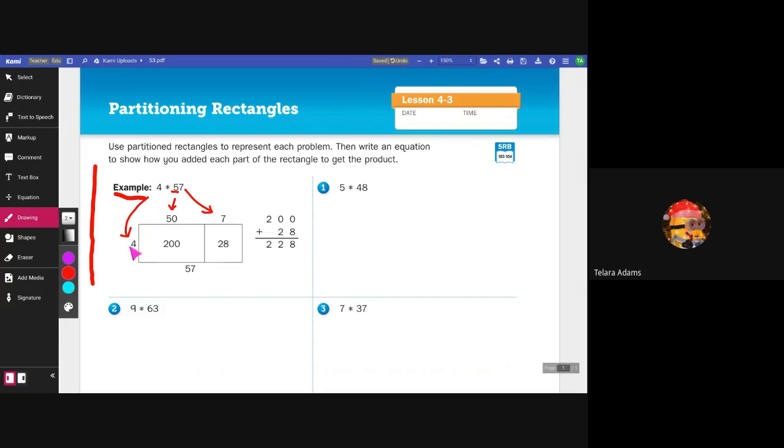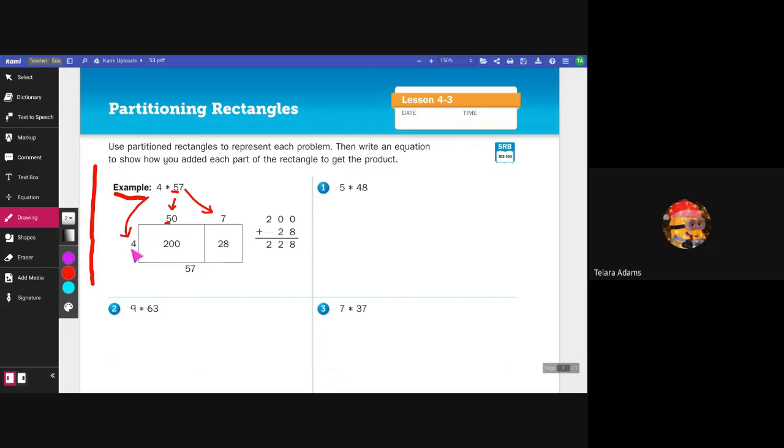So I have 4 times 57. I use the expanded form of 57, the value of each digit. The value of the 5 is 50 because it's in the 10 spot. And 7 is ones. I have 7 ones. Now that we know that, we're ready to multiply.